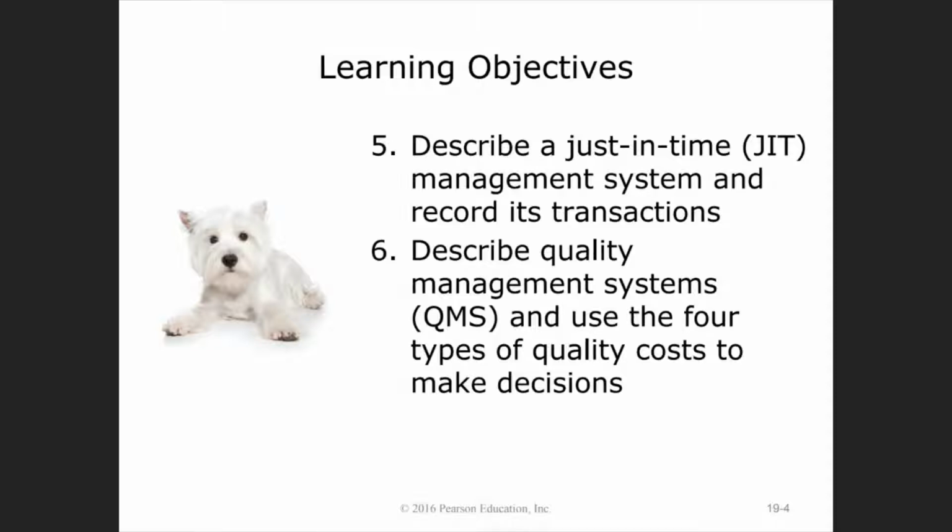We're going to describe a just-in-time JIT management system and record its transactions. We're going to describe quality management systems, also known as QMS, and use the four types of quality cost to make decisions.